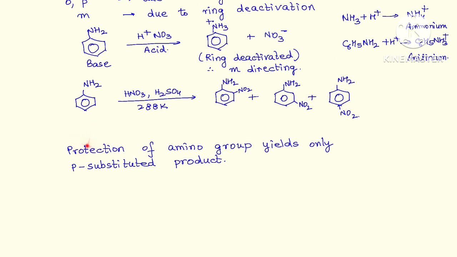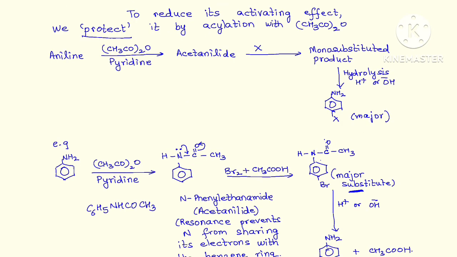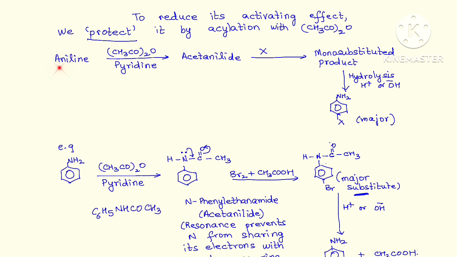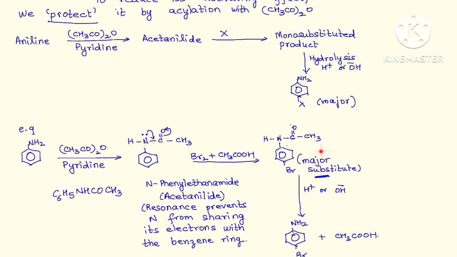Protecting the amino group and then getting only the para substituted product. What are we going to do again? We'll take aniline. We will protect it using acetic anhydride in the presence of pyridine. It will give us acetanilide. And then you carry out nitration with HNO3. You will get the mono-substituted product, carry out the hydrolysis, and you will have just the para-nitroaniline.